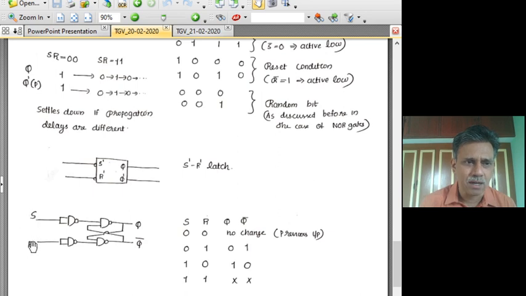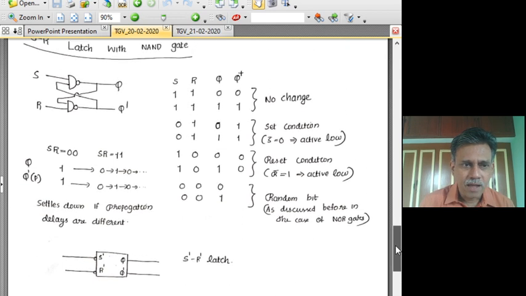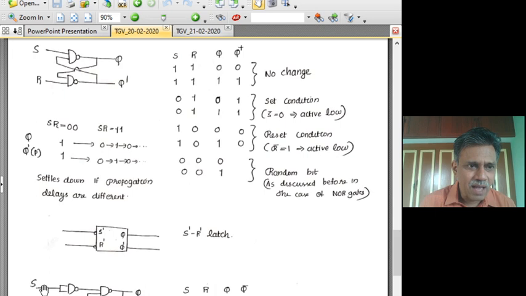So if you take S and R and complement them using a NOT gate, realized using two NAND gates, and then feed them, then when S and R are 0 0, these two will be 1 1, and we know that a 1 1 is the no change condition for this cross coupled NAND gate configuration. So for this entire latch, a 0 0 will be a no change condition.